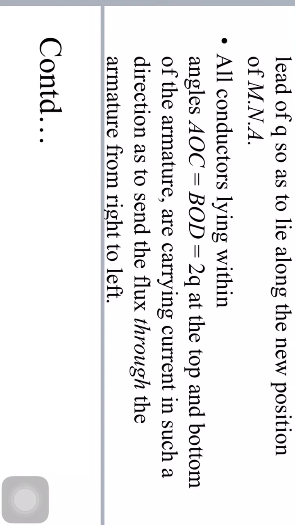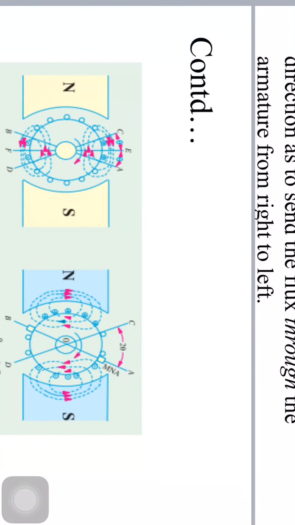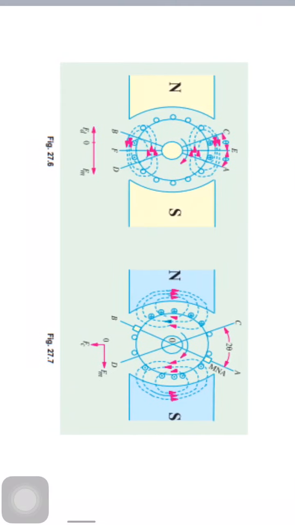Here we can call the shift in the angle Q, or sometimes theta or theta m. The notations are different, but we can call it the shift in the angle. So AOC is equal to BOD is equal to 2Q or 2 theta. In the diagram we can see here 2 theta.